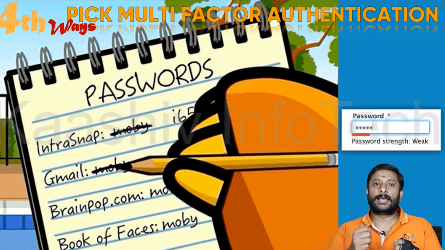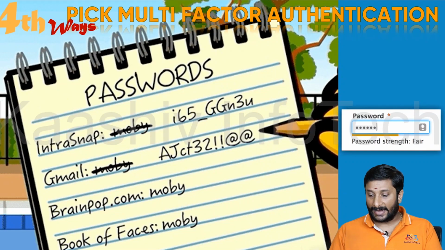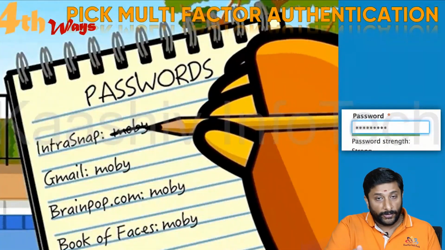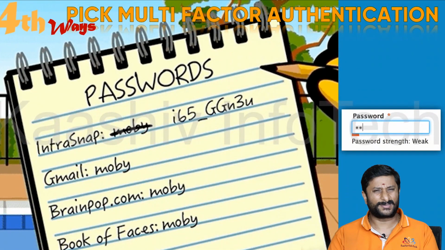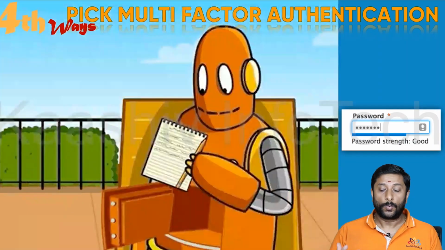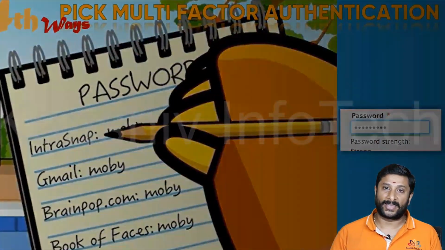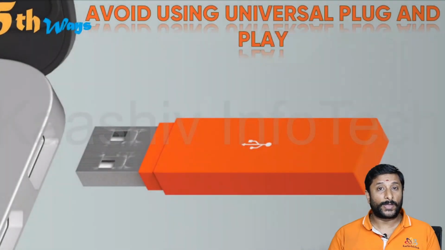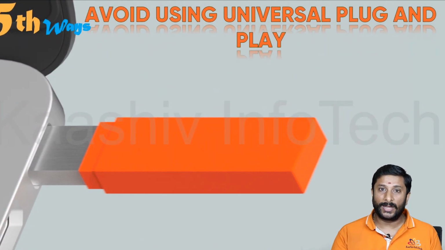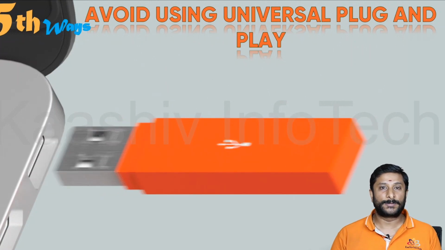Not only the passwords, maybe sending an OTP to my SMS, to my mobile, OTP to my WhatsApp, or fingerprint recognition, iris recognition, something like that. Additional factor authentication will avoid this kind of hacking technique. And the fifth way is avoiding the USB. You should be really careful while using your USBs and all.